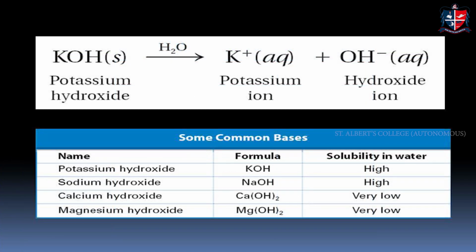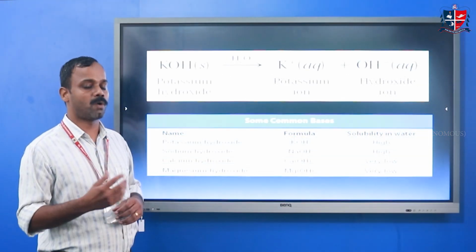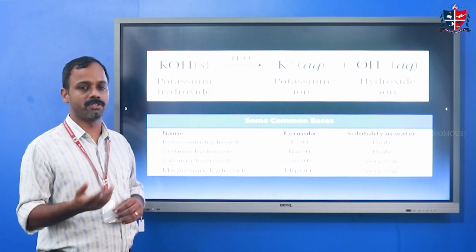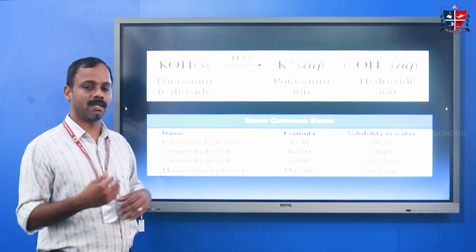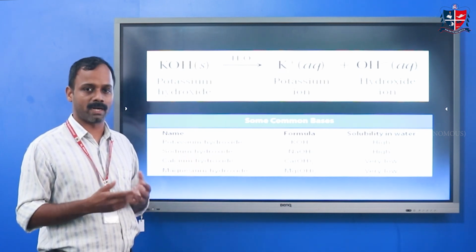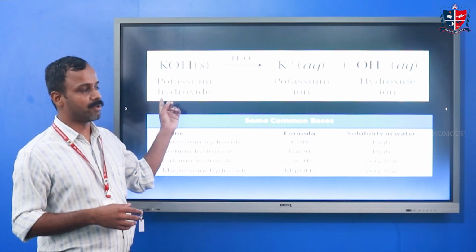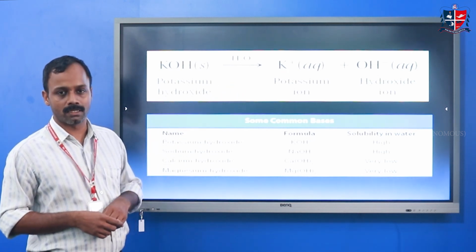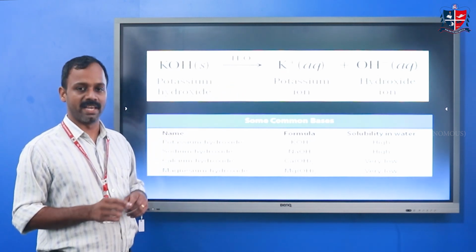Now, consider potassium hydroxide. We know that it contains OH minus ion. When dissolved in water, we get K plus ions and OH minus ions, and both K plus ions and OH minus ions are solvated by water molecules. Here KOH gives OH minus ion when dissolved in water. Therefore, we can call it a base.